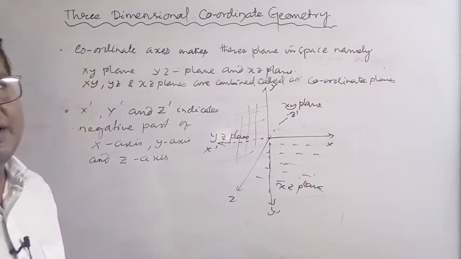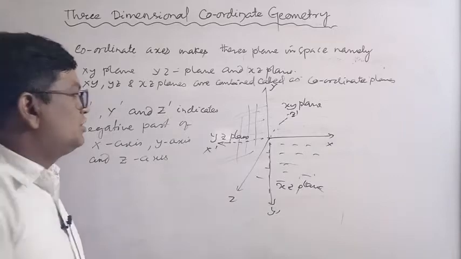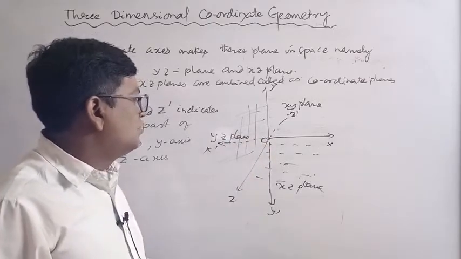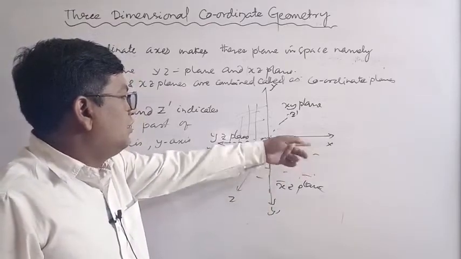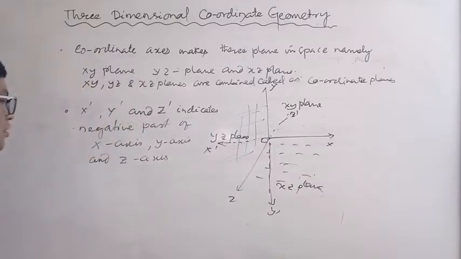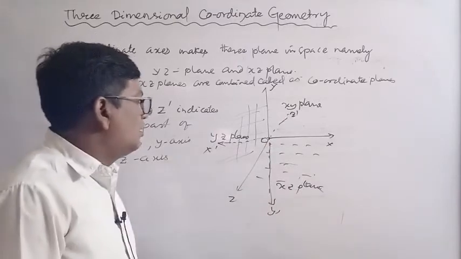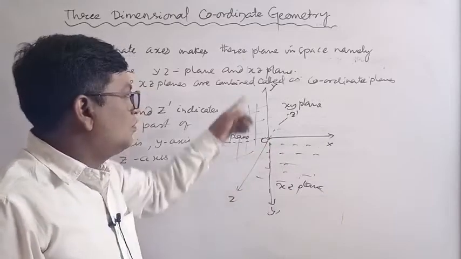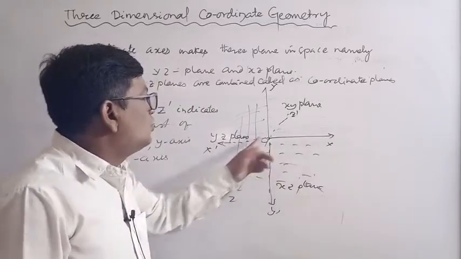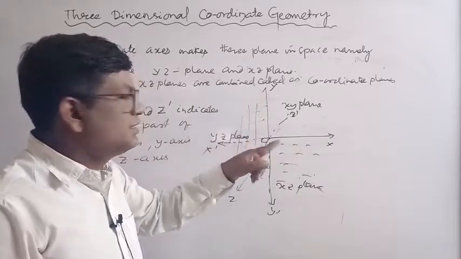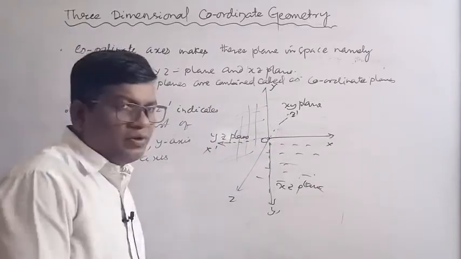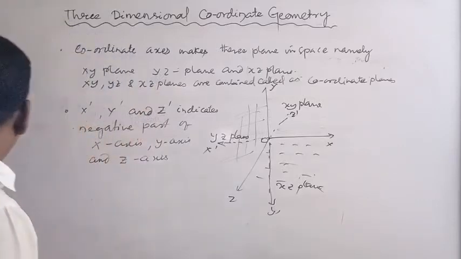Now what are the coordinates of a point in different octants? Suppose this is the origin and this is the z-axis. XOYZ is called the first octant, so it is all positive.